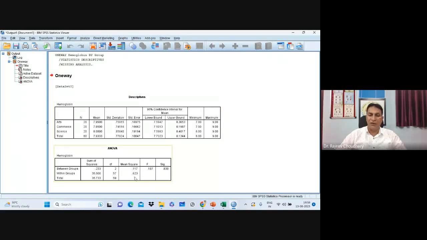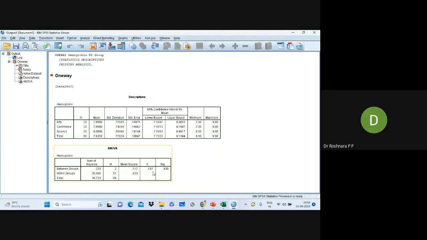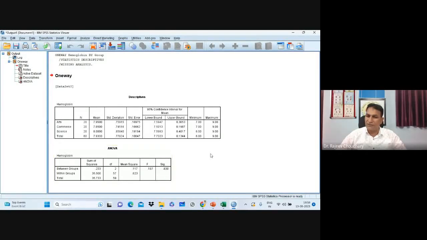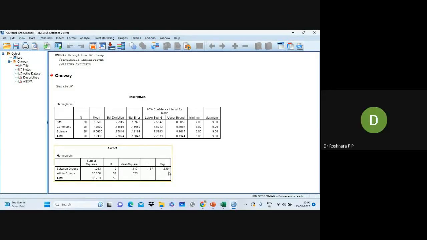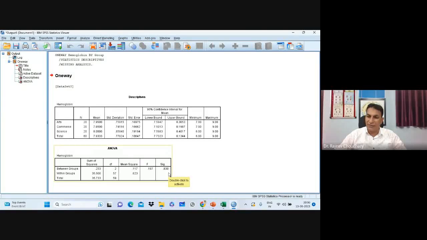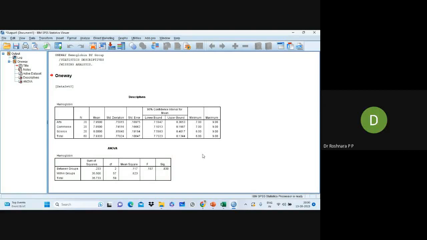And we have this ANOVA. What is our F value? 0.187. Is it the same or is there any difference? It's the same as in Excel. And what's the significance value? 0.83. Is it the same or is there any difference? The p value was 0.94 in Excel. Oh, sorry, it was the same. I'm sorry, sir, it's the same.